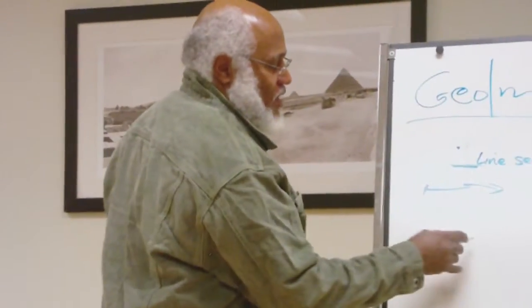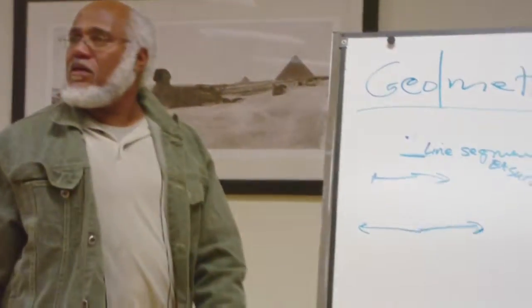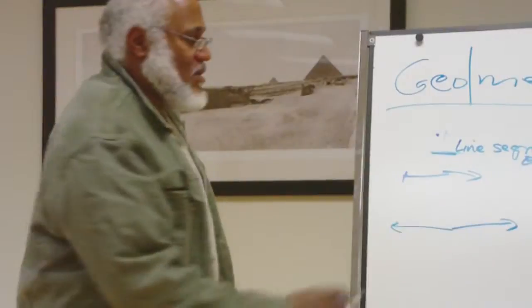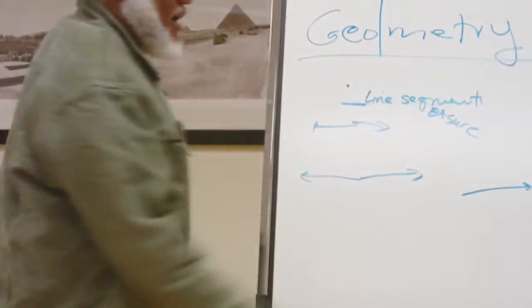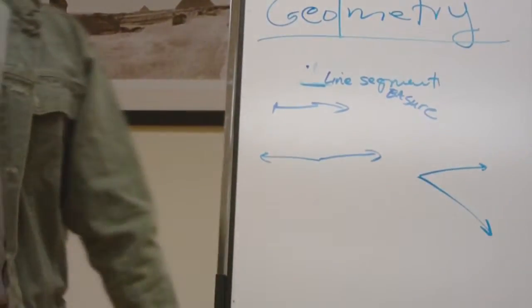I just made what is called a ray, right? So I had a ray there. I'm just going to put another ray here, okay? Guess what I did? I just made a straight angle or a straight line. Guess what happened? I'm going to take a ray and just add another ray. Guess what I just did? I just started making angles.